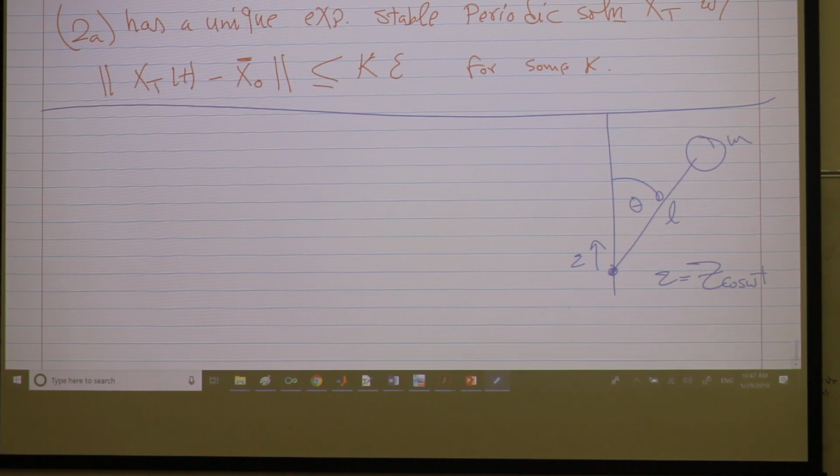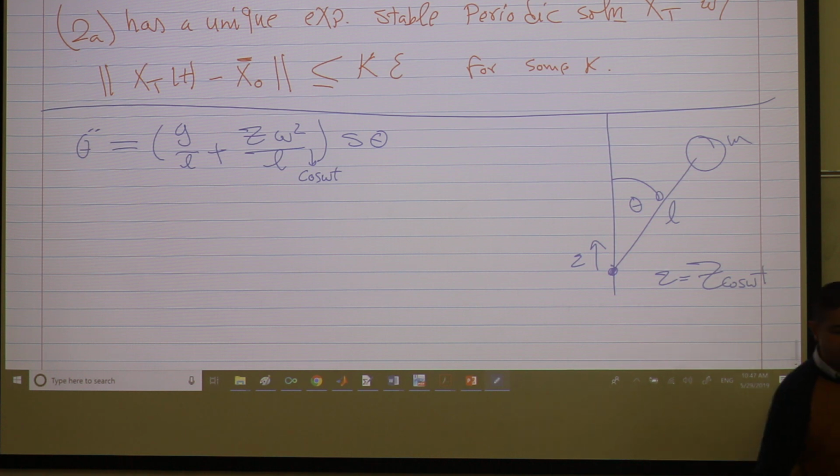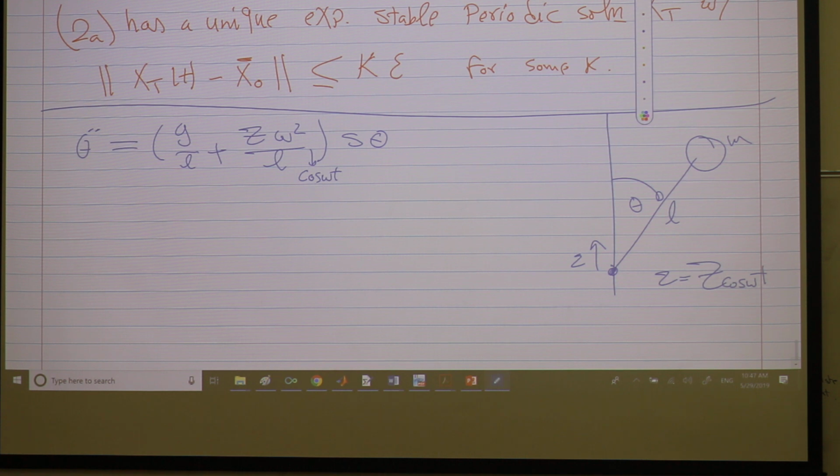So here is the differential equation from above. It was G over L plus Z omega squared over L cosine omega t, times sine theta. I must write my system in the form epsilon times something, so I need to define my epsilon from the beginning. From the get-go, you need to do scaling. The issue is that people do averaging without scaling. Let's do what they call crude averaging. If you do crude averaging, you just average out.